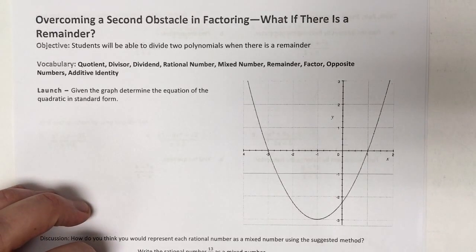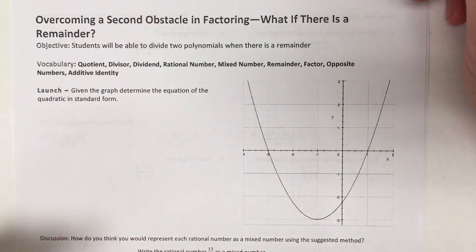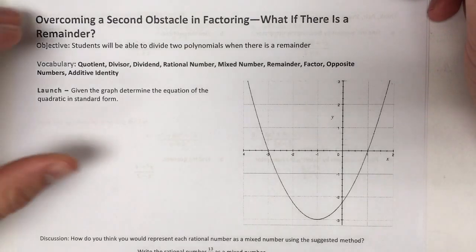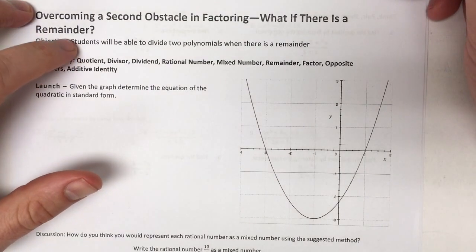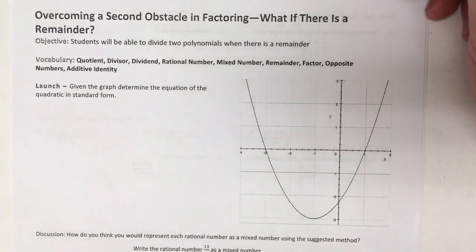Hello. What I'm going to do, because I couldn't be here today, is go through helping you guys with lesson number 18. Our objective is students will be able to divide two polynomials when there is a remainder. We haven't really encountered that yet. And so what we're going to do is look at it in terms of some of the stuff you're familiar with, which would be a mixed number, and go further.